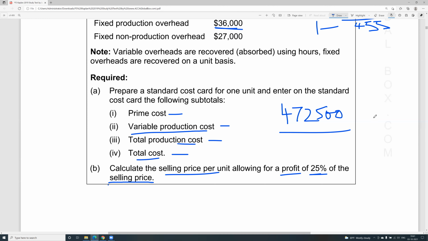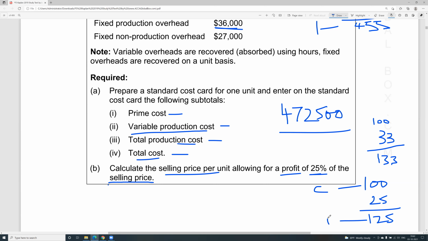Understand this. Suppose 100 is your cost and 33 is your profit, then 133 is your selling price. Or let me take another example for you. If 100 is your cost and 25 is the profit on the cost, then 125 is your selling price. This is the cost value, this is your price, and this is your profit.